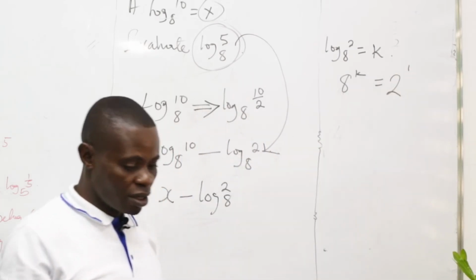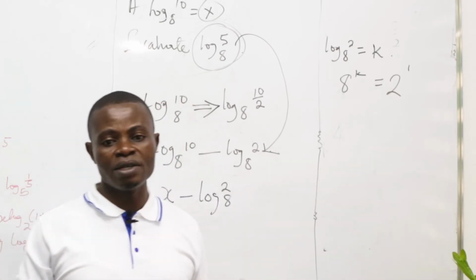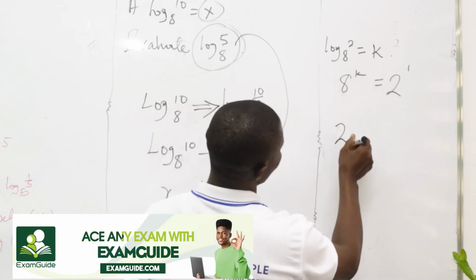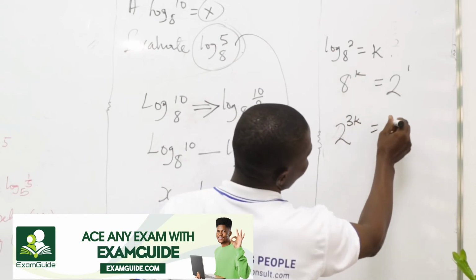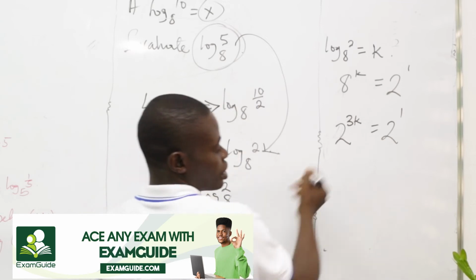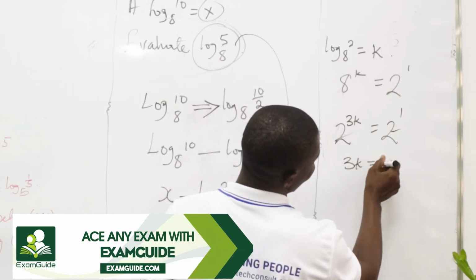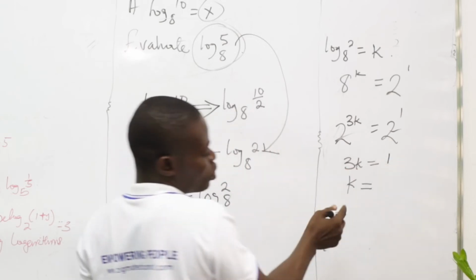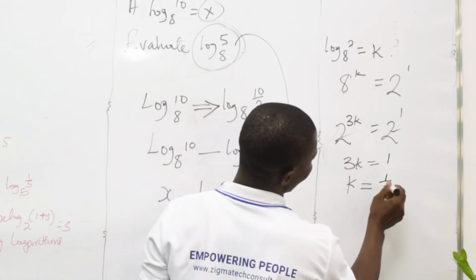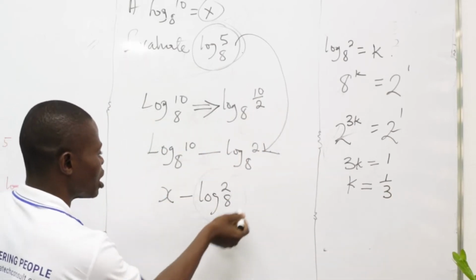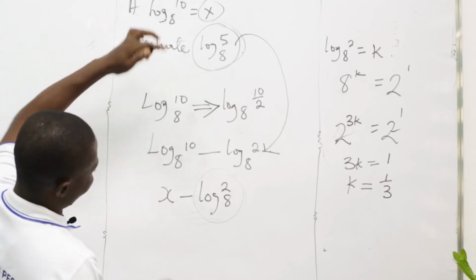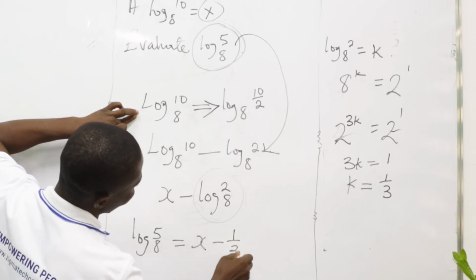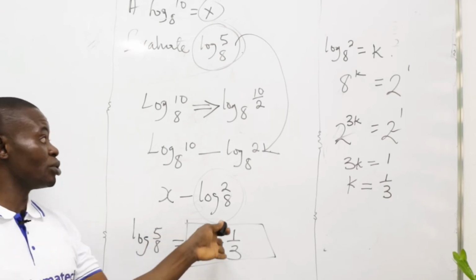Is 8 a prime number? No. Is 2 a prime number? Yes. Now 2 is a prime number, so make 8 become a prime. How do you do that? 2 raised to power 3. Remember you have k, meaning 2 power 3k equals 2 power 1. Are they the same? Yes. Since they are equal, 3k equals 1. Make k the subject of the formula to know the value of k, meaning dividing through by 3 will give us 1 all over 3. Meaning the whole of this is 1 over 3. So the evaluation of log 5 base 8 will give us X minus 1 all over 3. Final answer. This is the solution to this question.